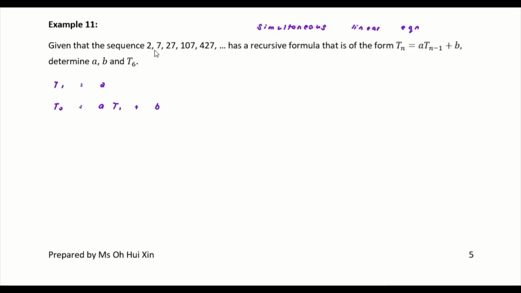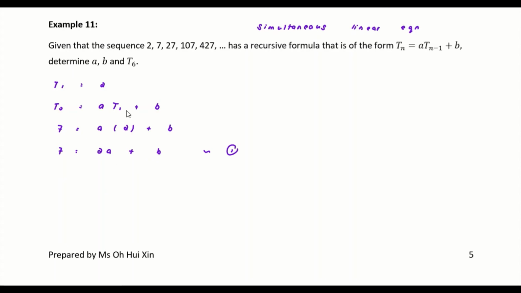So now let's try to substitute the numbers that we have here. The second term is 7, so 7 equals A times T1, which is 2, plus B. So in this case, what I get is 7 equals 2A plus B. This is my first equation. You realize that we can't solve it because there are two unknowns, A and B. This is why we are talking about simultaneous equations.